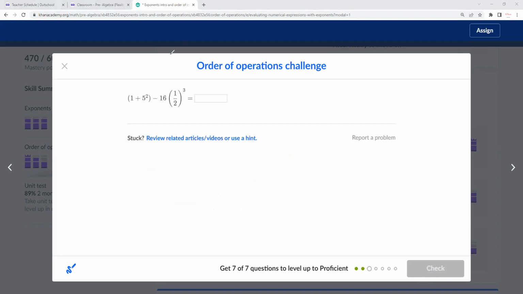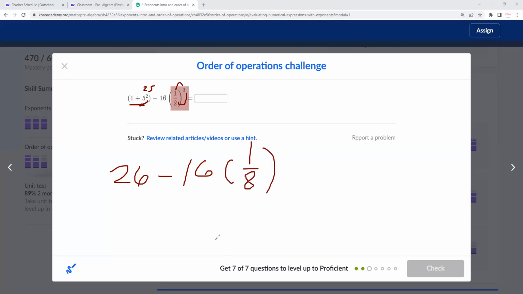Okay, what would we do here first? Well, parentheses, 5 to the second power. We'll have to do this exponent first before I can do the parentheses. This gives me 25, so I have 25 plus 1, which is 26. Then I have a minus 16 times 1/2 to the third power. I would do the exponents next. 1/2 to the third power. Remember, when you apply the exponents to fractions, you're basically doing 1 to the third power and 2 to the third power, which is 1 over 8. So you have 16 times 1 over 8.